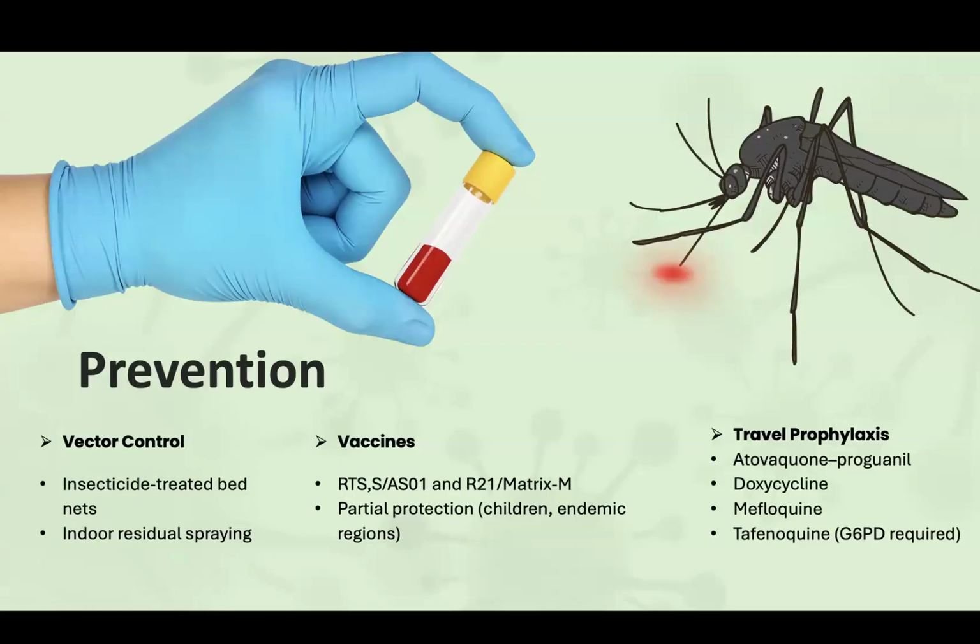Now, the RTS,S, also known as Mosquirix, is the first WHO endorsed malaria vaccine for Plasmodium falciparum. It reduces severe disease and hospitalization in young children. The R21, also known as Matrix-M, is another promising vaccine with high efficacy in trials. Vaccines are being integrated into childhood immunization programs in endemic countries and represent a new era of malaria prevention. I will explain specific travel prophylaxis on the next slide.